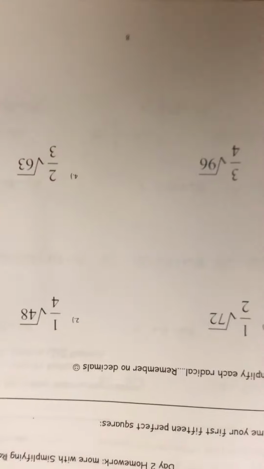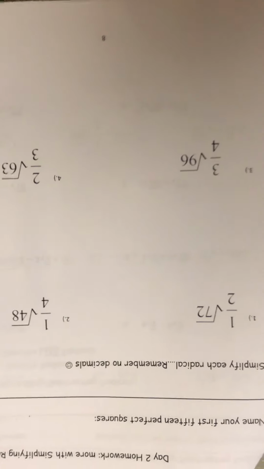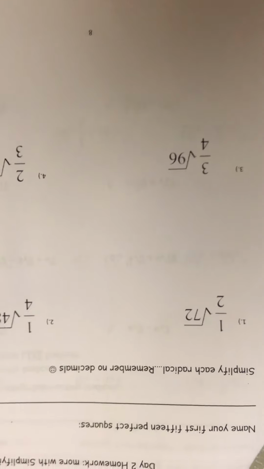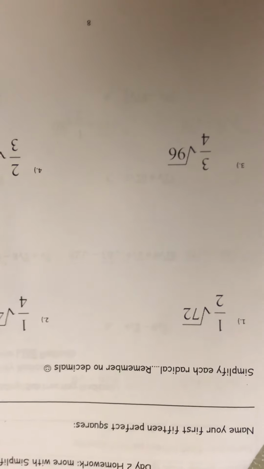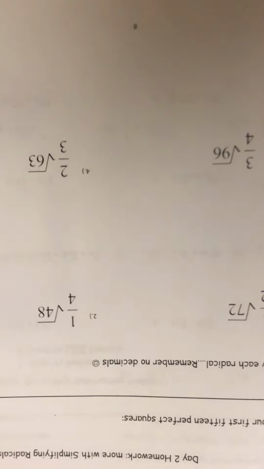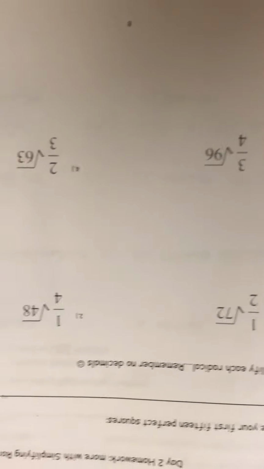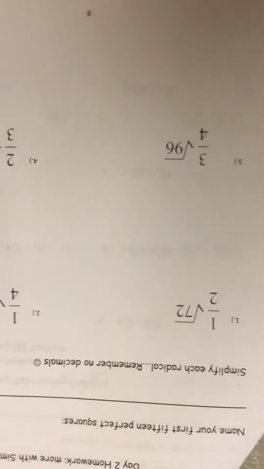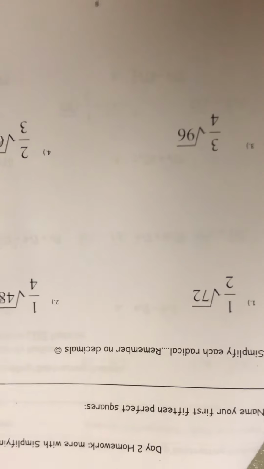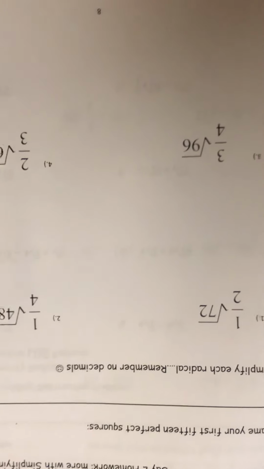So for practice, I'm going to ask you to take a look at these examples. I'll send a picture of this. They're just 4 practice problems, more simplifying a radical. Don't let the fractions worry you. Simplify the square root of 72, the square root of 48, the square root of 96, the square root of 63 first before you proceed with the fraction. Good luck, and as always, send me a message if you have any questions.